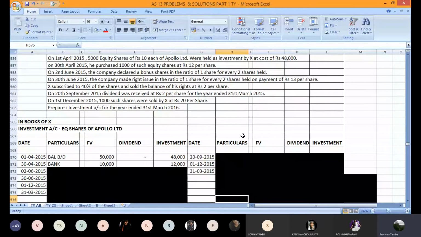Then on 2nd June 2015, the company declared a bonus and the ratio is 1 share for every 2 shares held. So can you tell me what is the number of shares he will receive as bonus shares? What will be the number of shares that this shareholder X will receive as bonus shares?